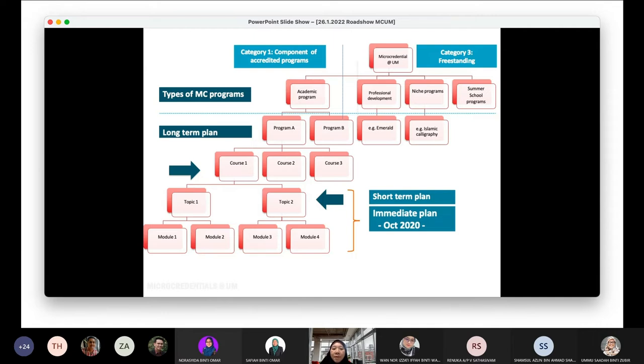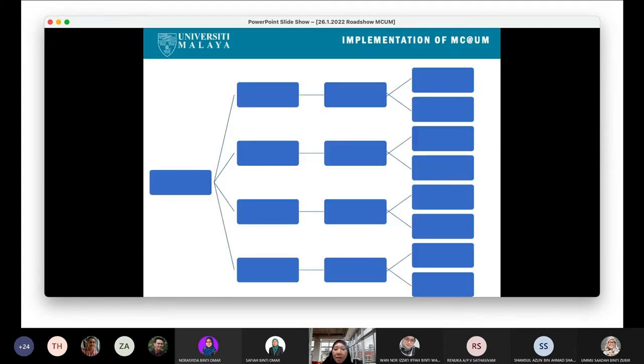Okay, now, as I mentioned, if you want to make it into a hierarchy, you can see microcredentials at UL. We have this picture: a typical existing academic program, followed by the program, the course, the topic, and the module. Or professional development, niche area programs, and summer school programs.